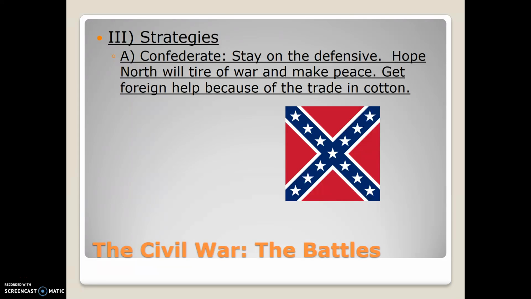So, we have to talk about some grand strategies. The Confederacy, by the way, that is the Confederate battle flag. Their major idea is to stay on the defensive and hope that the North will tire of war and make peace. And they want to get foreign help because of their massive trade in cotton. The majority of the cotton in the whole world was farmed in what was the Southern United States, or the Confederacy.